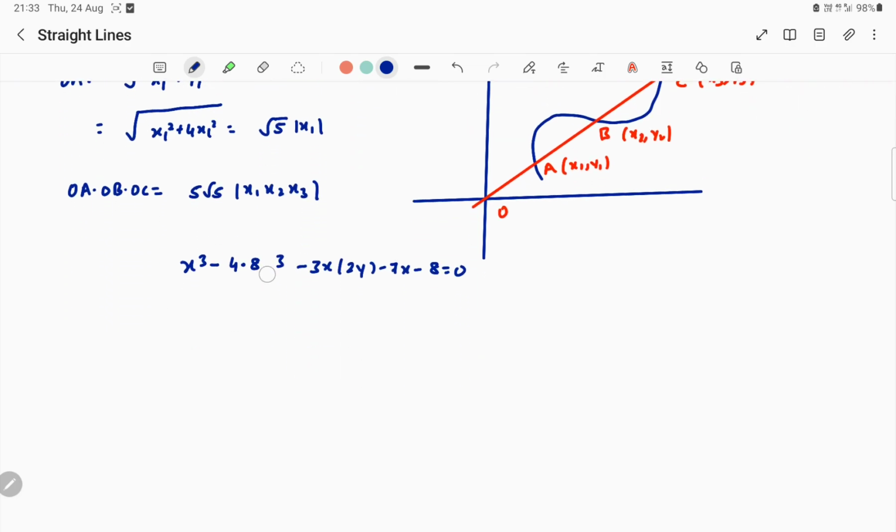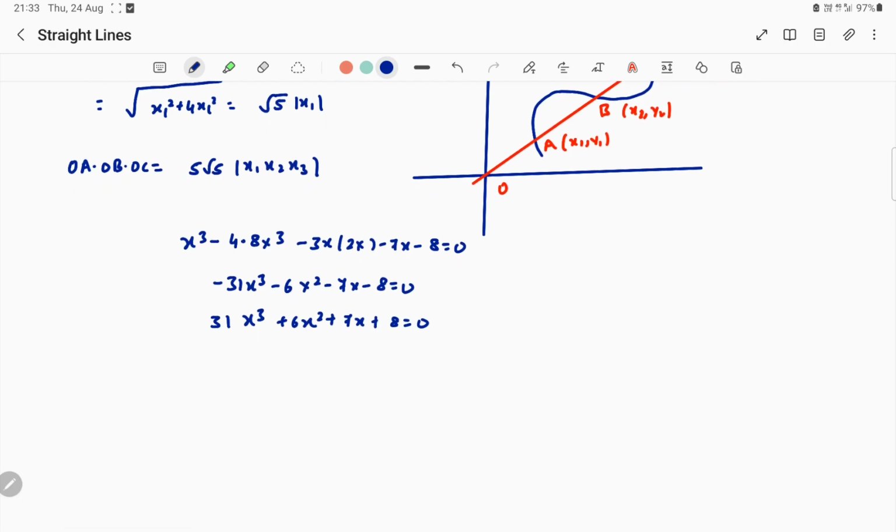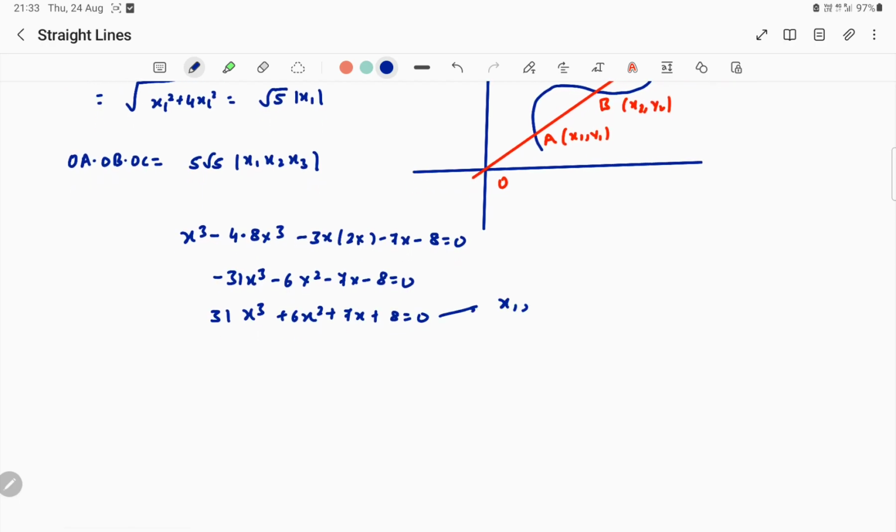So simplify this. We got minus 31x cube minus 6x square minus 7x minus 8 equal to 0. So everywhere minus is there, so we got 31x cube plus 6x square plus 7x plus 8 equal to 0. Now for this equation only, the roots are x1, x2 and x3, isn't it? You want the product, so no need to find the roots, you can use the product of the roots.